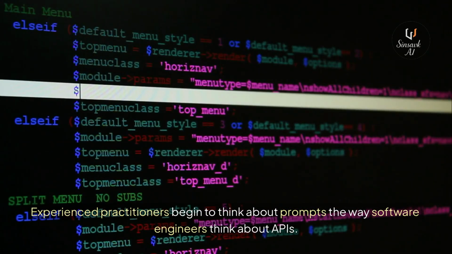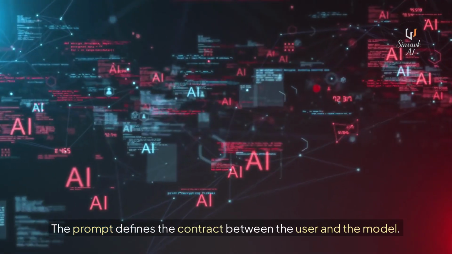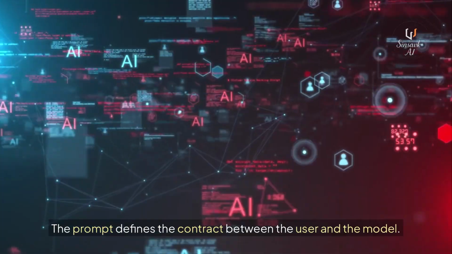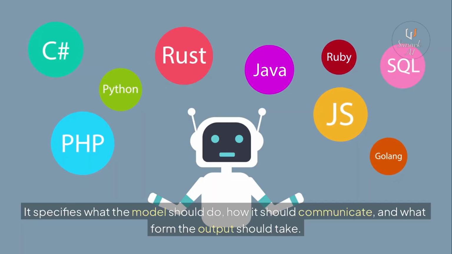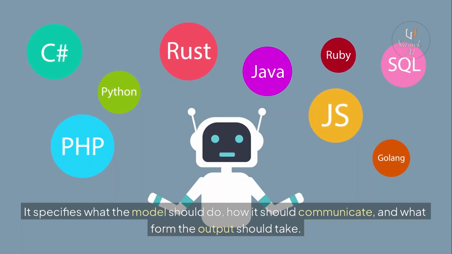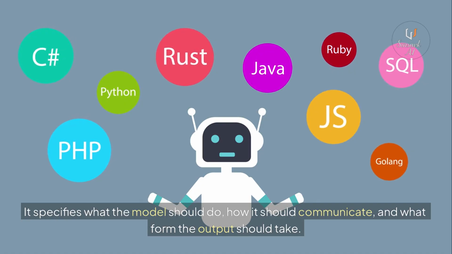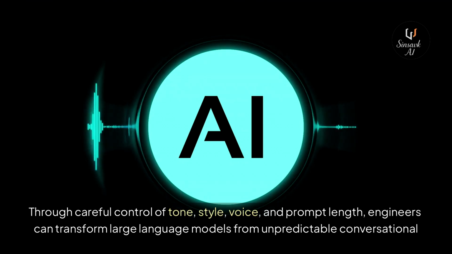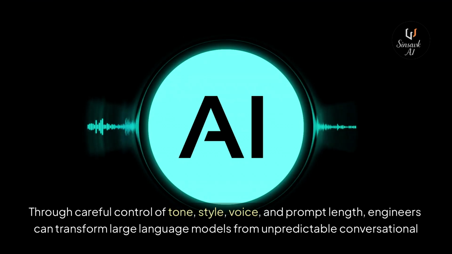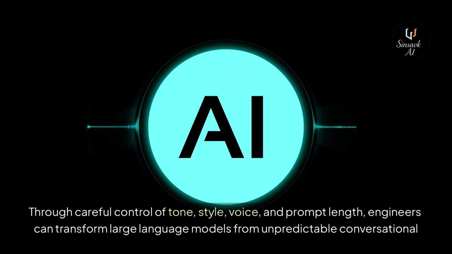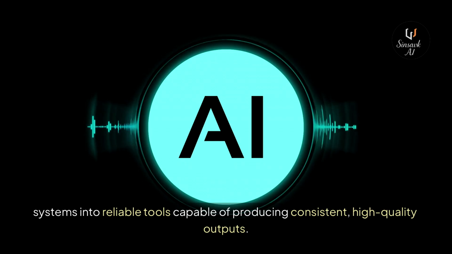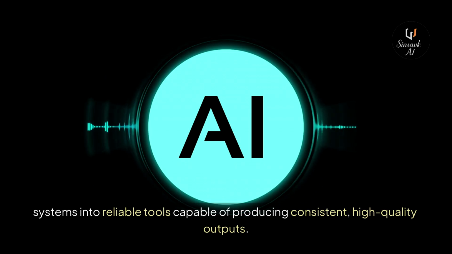Experienced practitioners begin to think about prompts the way software engineers think about APIs. The prompt defines the contract between the user and the model. It specifies what the model should do, how it should communicate, and what form the output should take. Through careful control of tone, style, voice, and prompt length, engineers can transform large language models from unpredictable conversational systems into reliable tools capable of producing consistent, high-quality outputs.